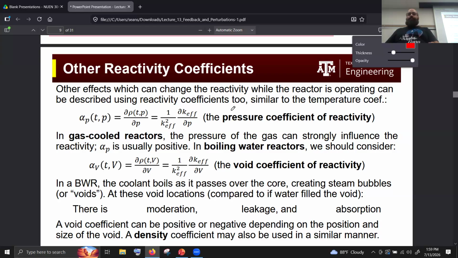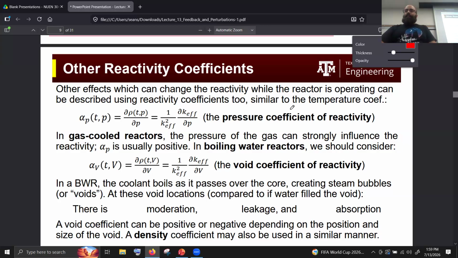The pressure coefficient becomes more relevant with gas-cooled reactors versus water-cooled reactors, because the pressure of a gas influences its properties a lot more than changing the pressure of water. Also, a lot of our water-cooled reactors end up being pressurized already, so they're already at a high pressure. But gas-cooled reactors and other reactors have this pressure coefficient of reactivity, which is a quantity you would want to be aware of.